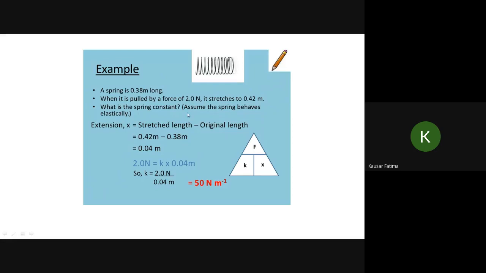So a 2 Newton force is causing that extension. So 2 is equal to k times 0.04. So the spring constant is 50 Newton per meter. A stiffer spring will have an even greater spring constant, maybe 100 Newton per meter, 200 Newton per meter, like this.